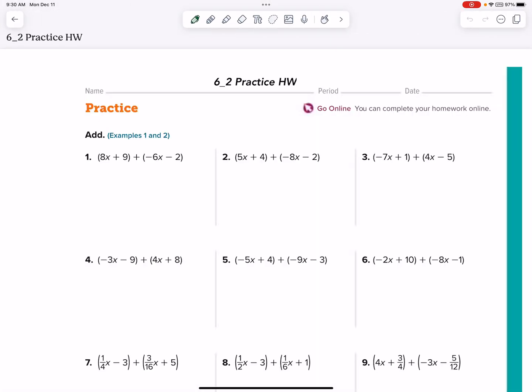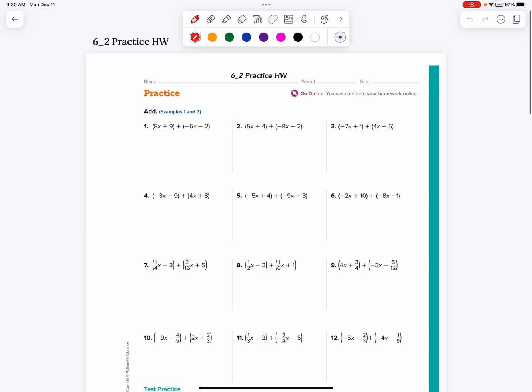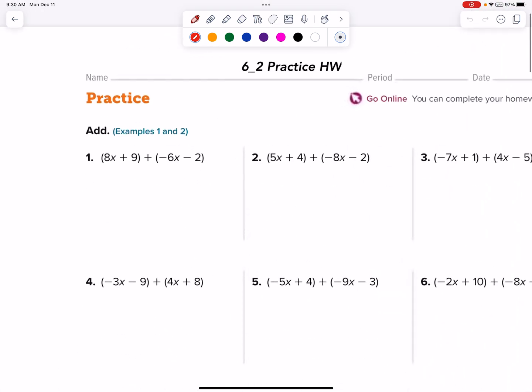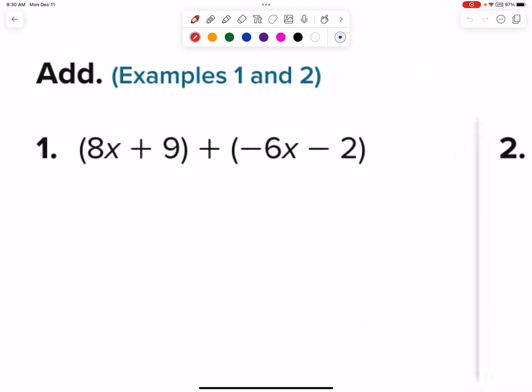All right, let's head to the homework and check this out. So 6-2 practice homework. We're going to go through some of these together and then let you practice on your own so you get really comfortable with this. The first thing you need to notice, remember, is all of these terms are surrounded by addition, including this because of KFC.